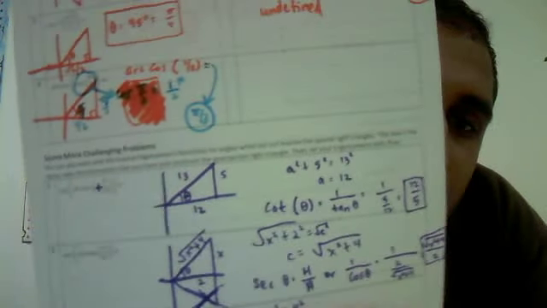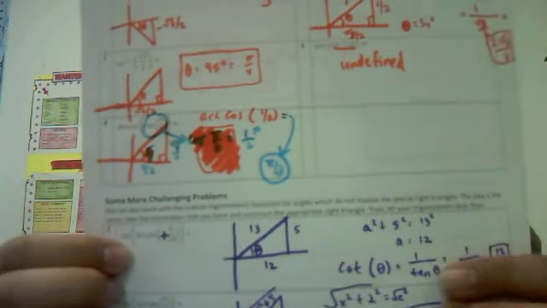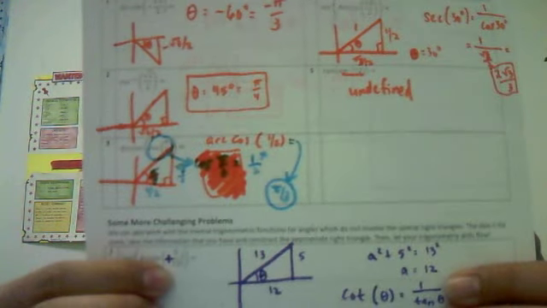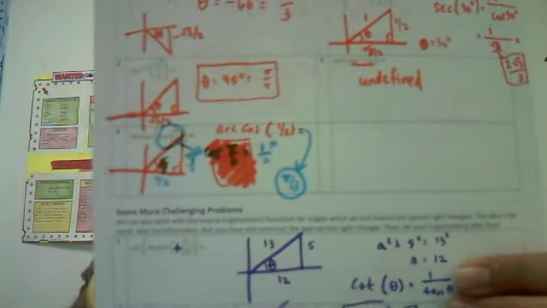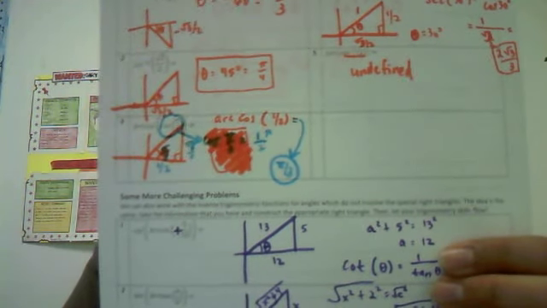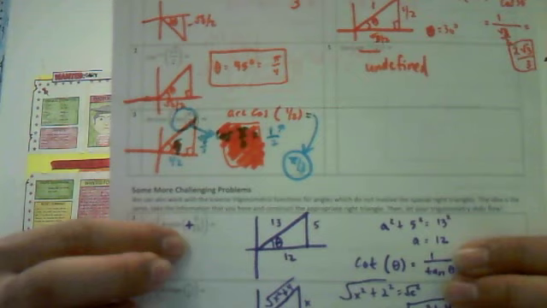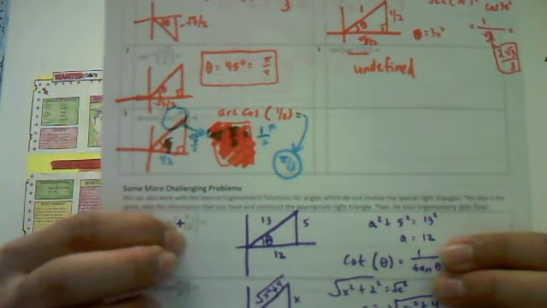For the bottom part, these were slightly more challenging. All you had to do was draw out your special right triangles and consider what these operations mean. So the first one, a correction by the way, I said a negative 5 over 13. To simplify it and make it a little easier, what we're going to do is make it a positive 5 over 13.